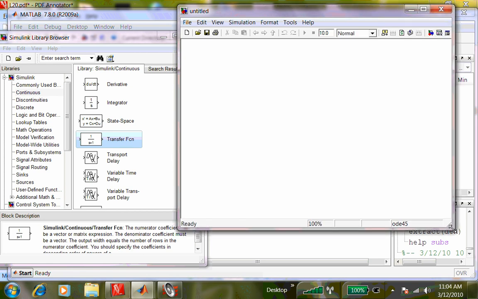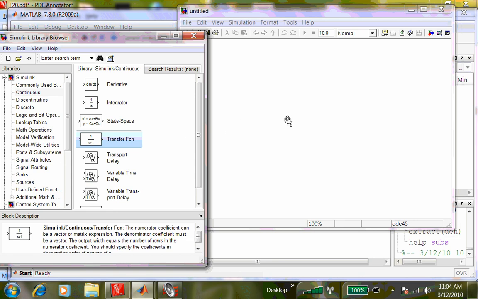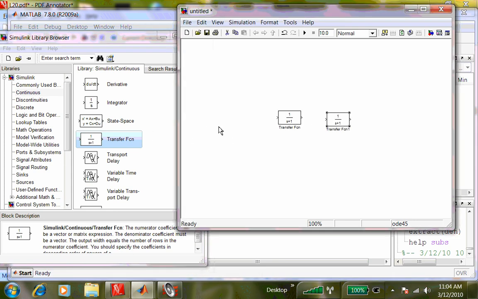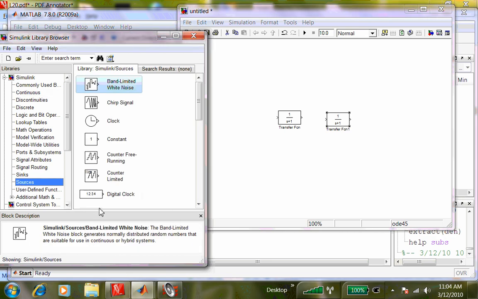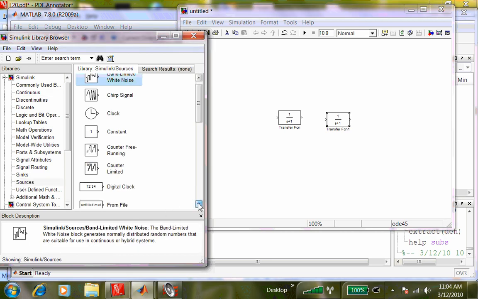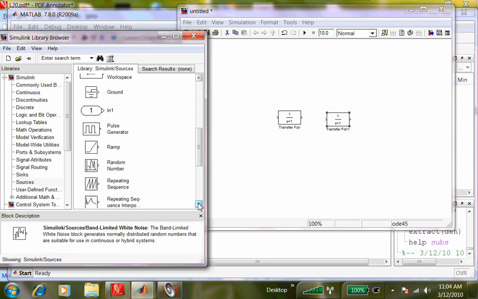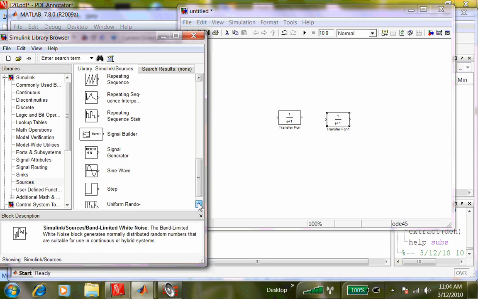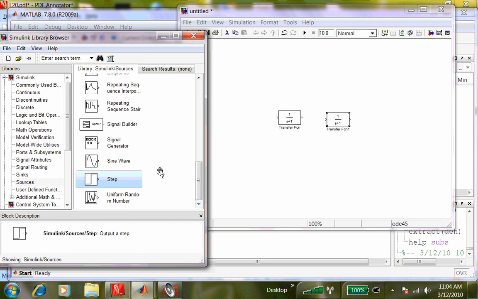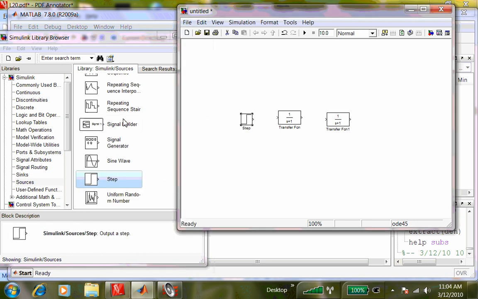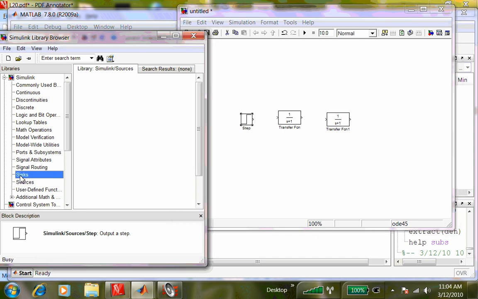As I'm doing this, if anything is not clear, please do stop and ask. Okay? So I'm taking a transfer function module, and I'm going to take another one, and I'm going to go to the sources, and I'm going to take a step change. And then I'm going to the sinks.